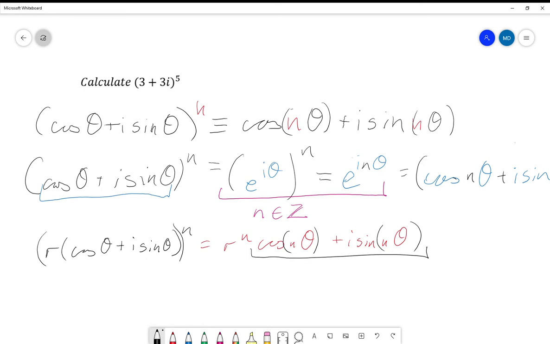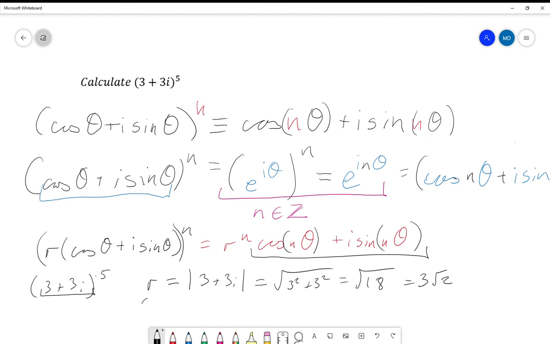Okay, so let's see how we're going to use that for this question. So we've got 3 plus 3i to the power of 5. The power is 5, so what we want to do is work on this bit in here. So we're going to look at r, which is equal to the modulus of 3 plus 3i, because we need to know r. That's equal to the square root of 3 squared plus 3 squared, which is the square root of 18, which is 3 root 2. And we need to know theta, which is the argument of 3 plus 3i, which is equal to arctan of 3 over 3, which is pi over 4.